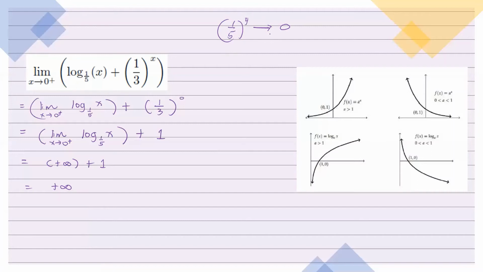Okay? So that's another way to see why the limit of this logarithmic function with base 1 over 5 as x approaches 0 from the right is plus infinity.